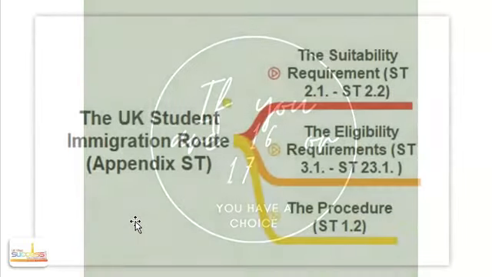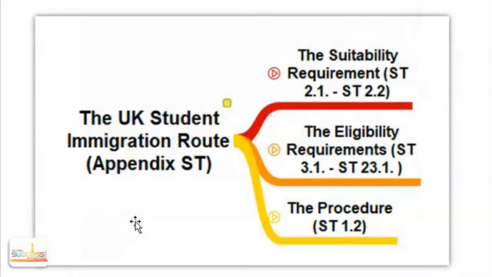There are three key elements of a successful student visa application. To succeed, all prospective students will need to meet three requirements. The first one is the suitability requirements, then we have the eligibility requirements, and finally, for students to succeed, they will need to follow the correct procedure. And to succeed, all three key elements are immensely important.